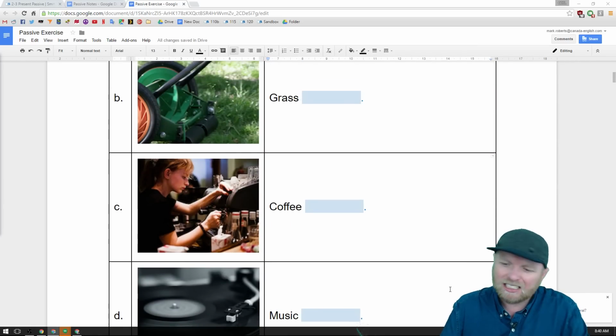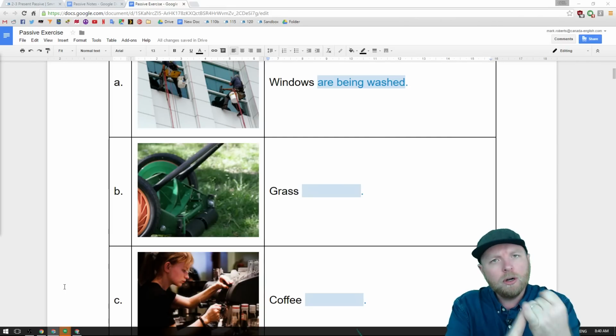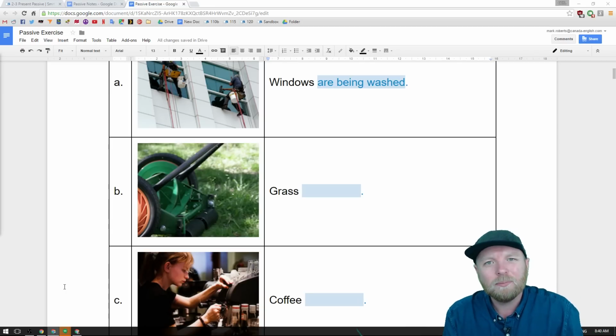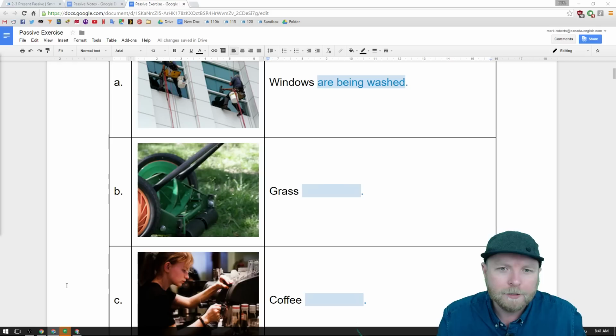Zaki, should passive be used in general? I don't understand the question, really. What do you mean, should it be used in general? We use passive all the time. We use passive because we don't know the agent, or the agent is clear, or maybe we don't care about the agent, or maybe the agent just means people, okay?